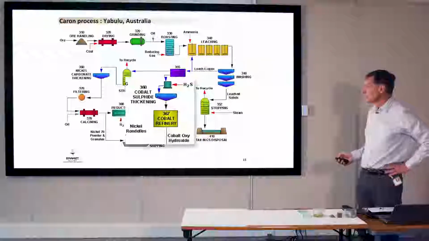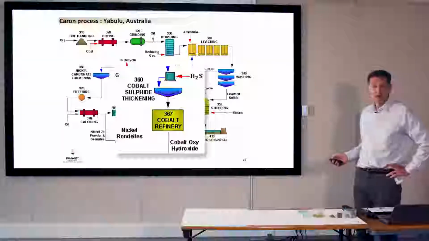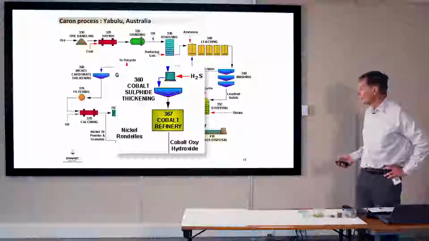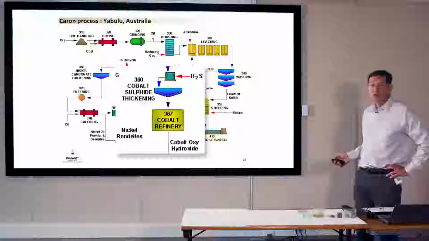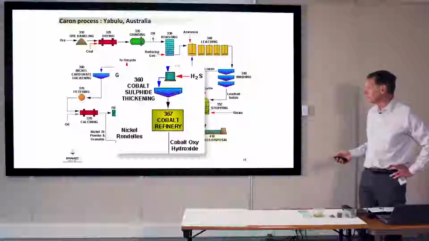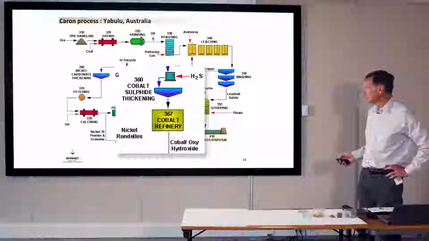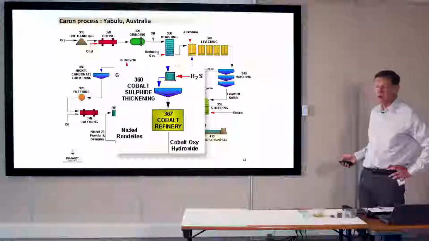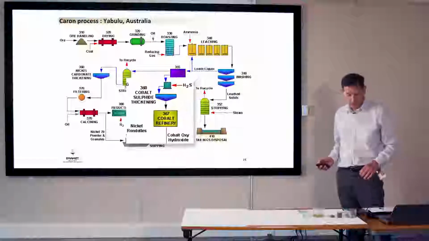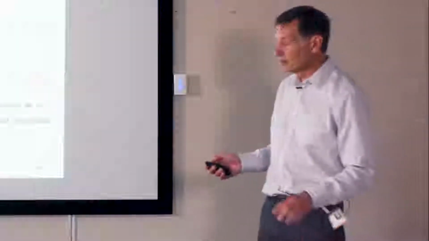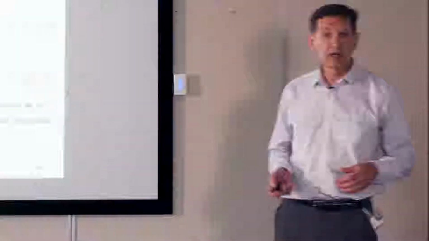For the cobalt, there is a cobalt sulfide precipitation, and then a refinery to eliminate all the impurities contained in this main flux. And you precipitate at the end a cobalt hydroxide. That's the product of Yabulu. But that was not the main part of my subject.